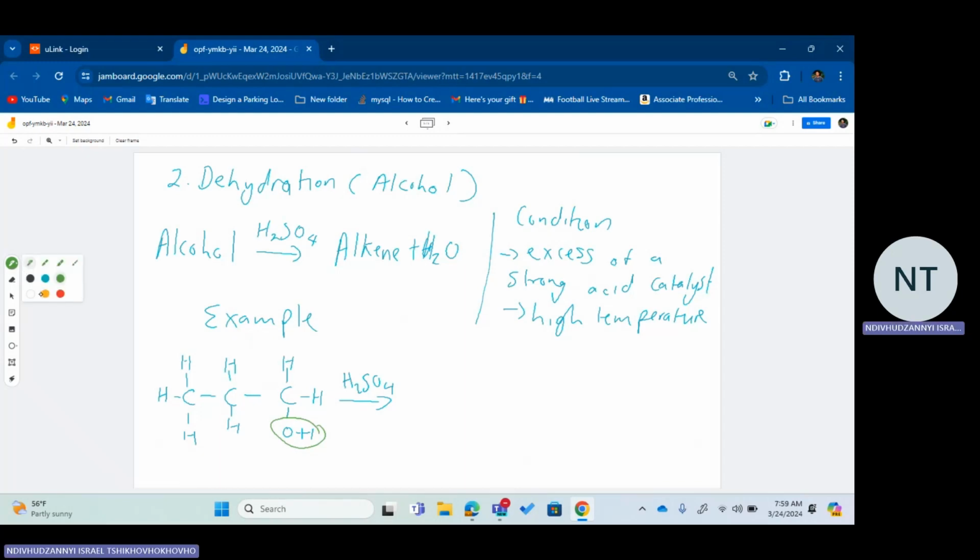Then if we were to check the second carbon and the last carbon, the one with the least number of H is the second one. So we'll take an H here. That will bond to form H2O. Then the remaining will form an alkene. It's 1, 2, 3. Double bond there. H, H, H, H, H, H.